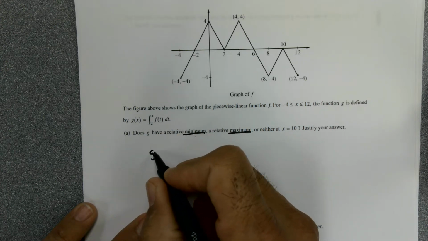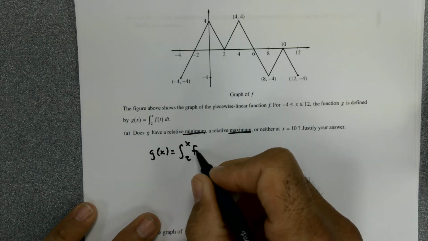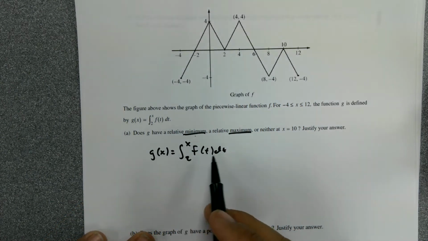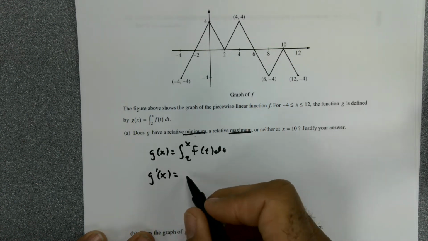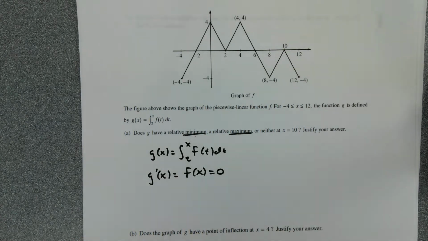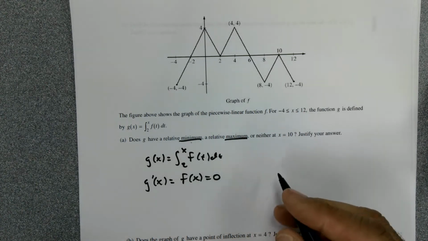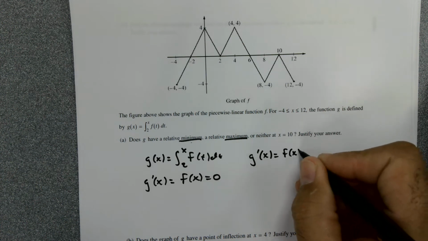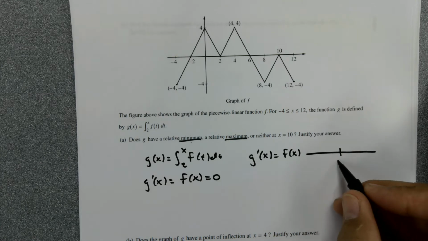I know that g of x is equal to the integral from 2 to x of f of t dt. Now g prime of x is equal to f of x, and I need to set f of x equal to 0. Well, what's f of x? That's this graph. So let's do our line justification. I know that g prime of x is equal to f of x, and the only value we want to consider is x equals 10.